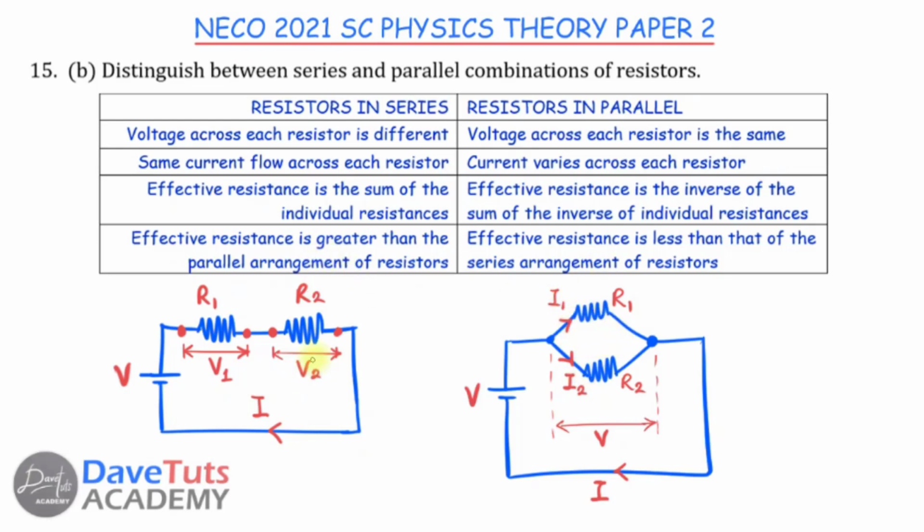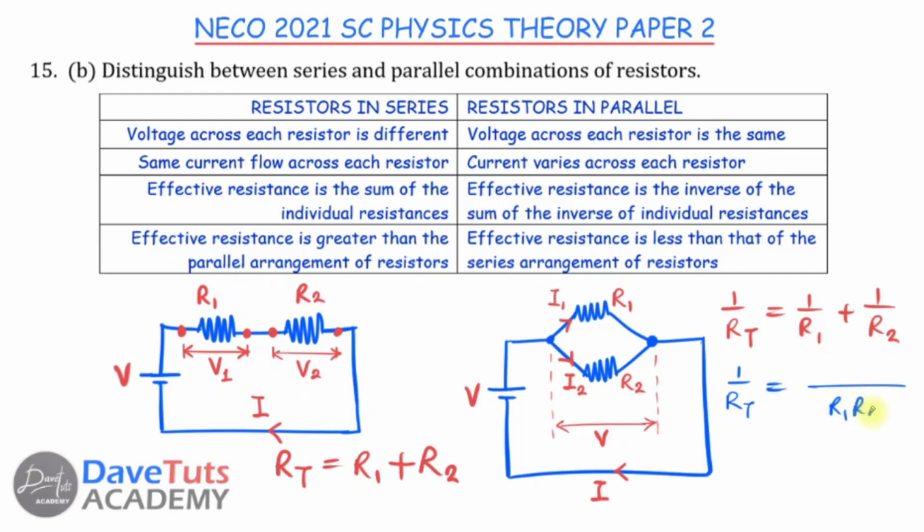Now, in a series circuit, the effective resistance is the sum of the individual resistances. So in this case, R total is going to be R1 plus R2 for the series setup. But in the parallel case, it is the inverse. The effective resistance here is 1 over R total equals 1 over R1 plus 1 over R2. If you want to find the LCM, you get 1 over R total equals, the LCM being R1 R2, then if you factor, this will be R2 plus R1, so that your R total will be the inverse of that: R1 R2 divided by R1 plus R2.